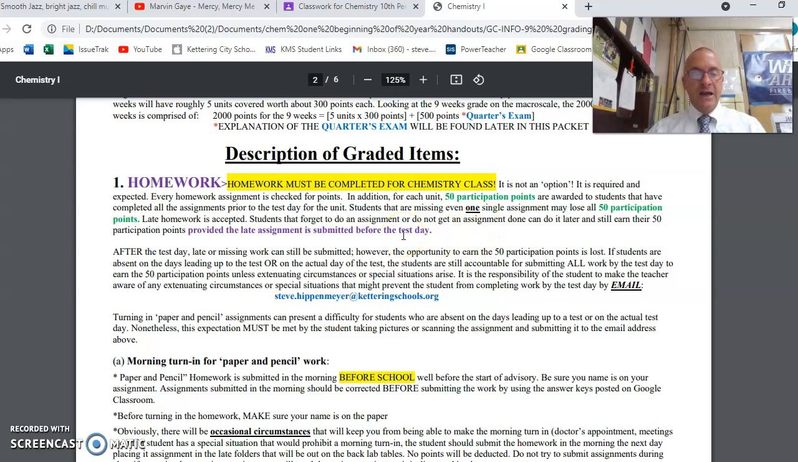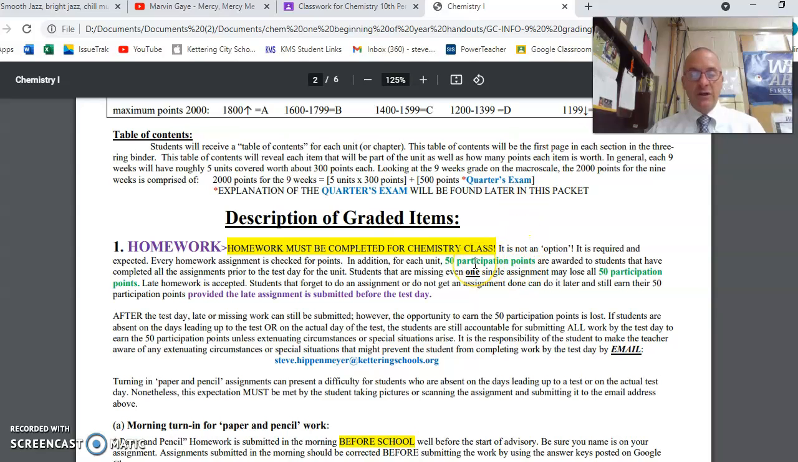Plus, on the day of the test, 50 participation points are awarded to students that have completed all their work for that unit prior to the test. Students that have not completed all their assignments on the day we sit down to take the test will lose 50 points. So essentially speaking, we have 5 units on average each 9 weeks. So there's 250 additional points for completing your homework on time before the test in each of those units.